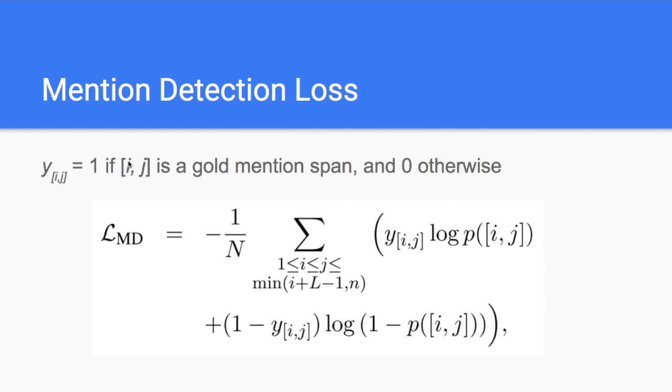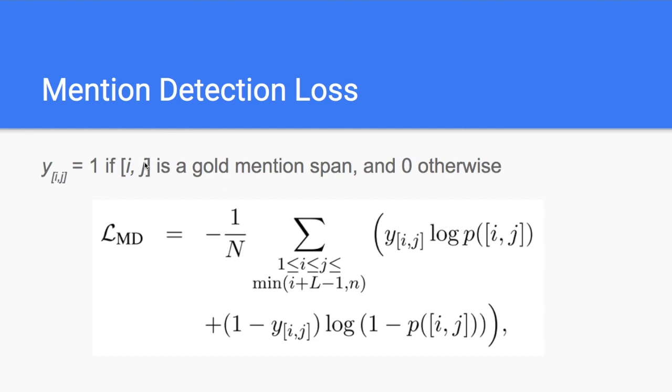If the span (i, j) is the golden mention span, it will be 1. If it's not, it will be 0. So you write your loss function here. Let's suppose we are extracting something that's in the golden mention span, then this will be 1. So you want to maximize the probability of this golden mention being extracted, right?